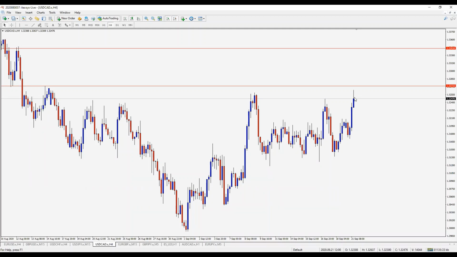And for now, we are only here, still waiting for the breakout. Then we need to look for the right demand to buy, and then hopefully the price will go down to visit this demand.